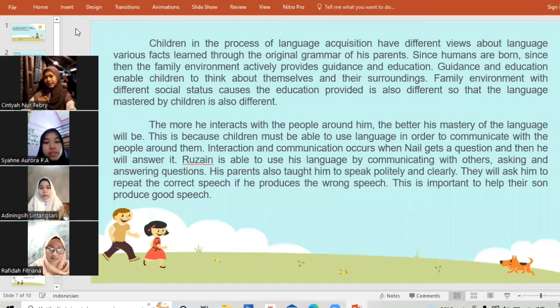Interaction and communication occur when Nail gets a question and then he will answer. Rosen is able to use his language by communicating with others, asking and answering questions. His parents also taught him to speak politely and clearly. They will ask him to repeat the correct speech if he produces the wrong speech. This is important to have their son produce good speech.